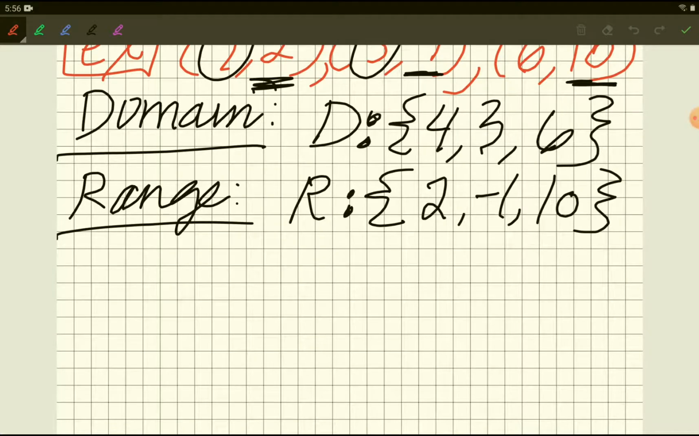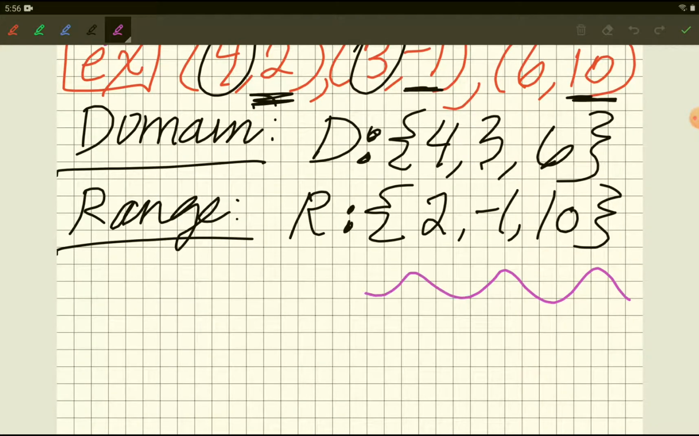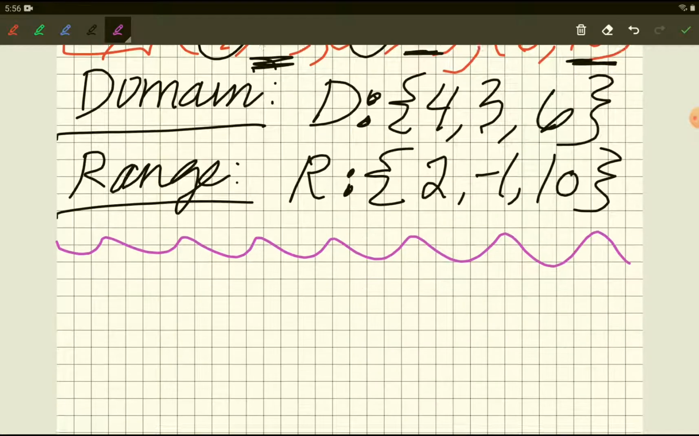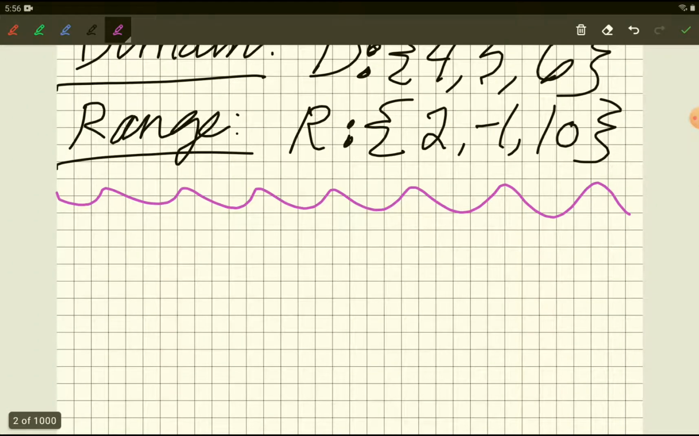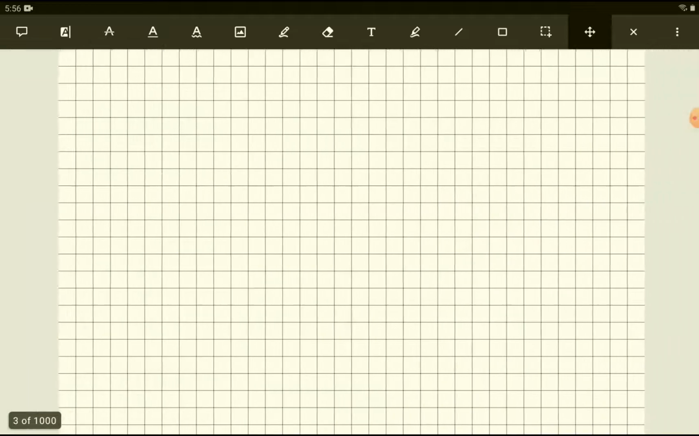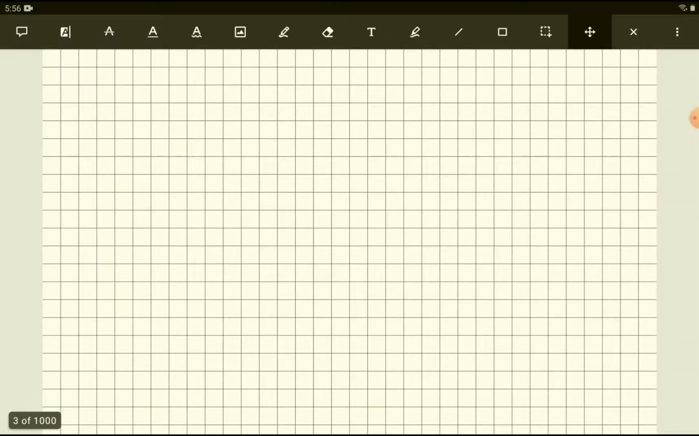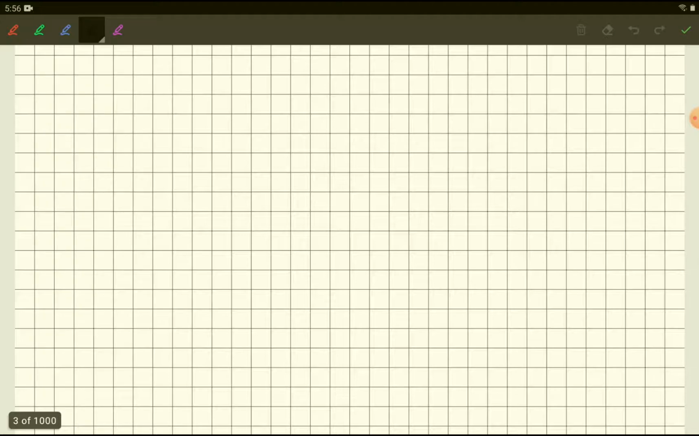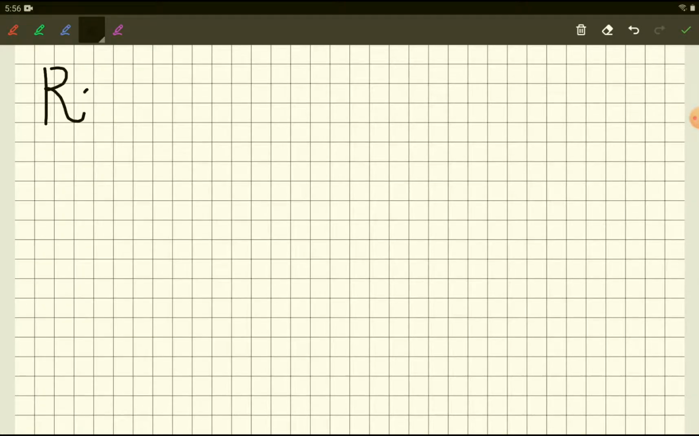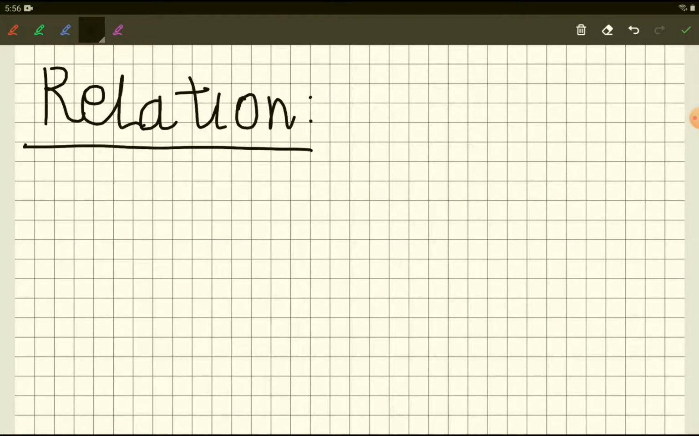Now let's move on to the difference. Let's move to the next page. Okay, relation: any set of points which connect two variables. I don't really like that definition. So there's relation and then there's function.